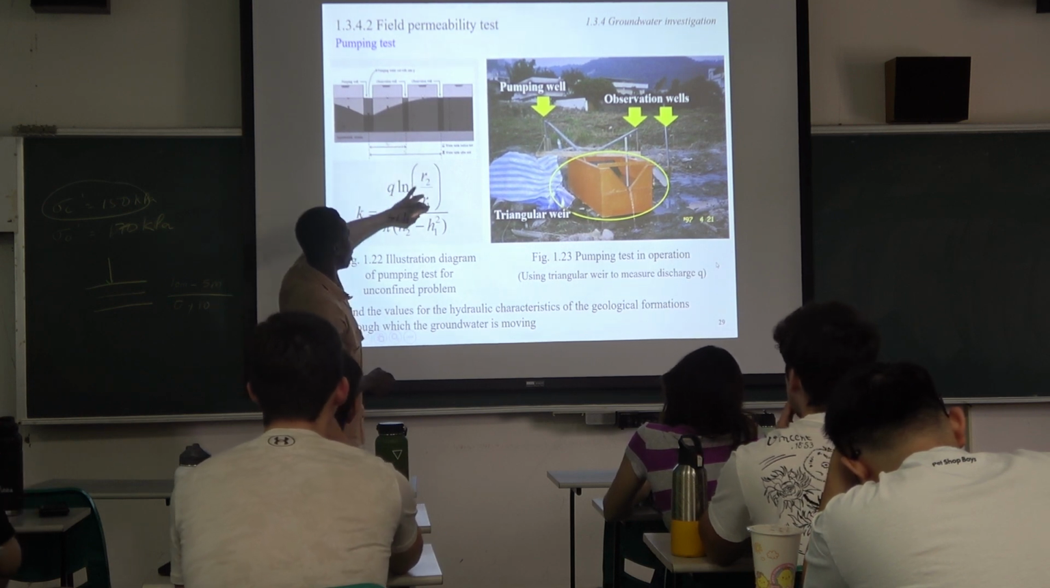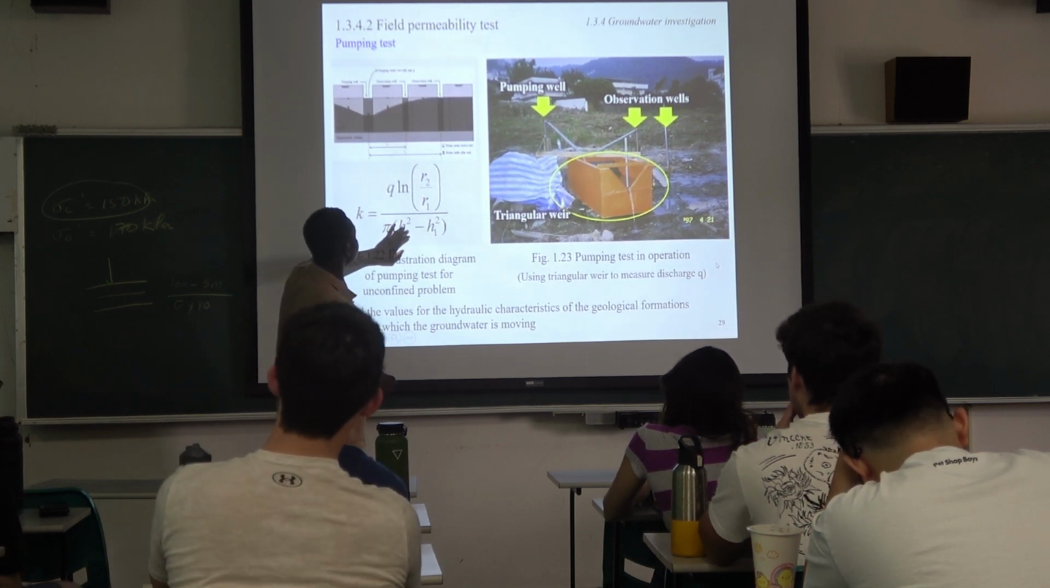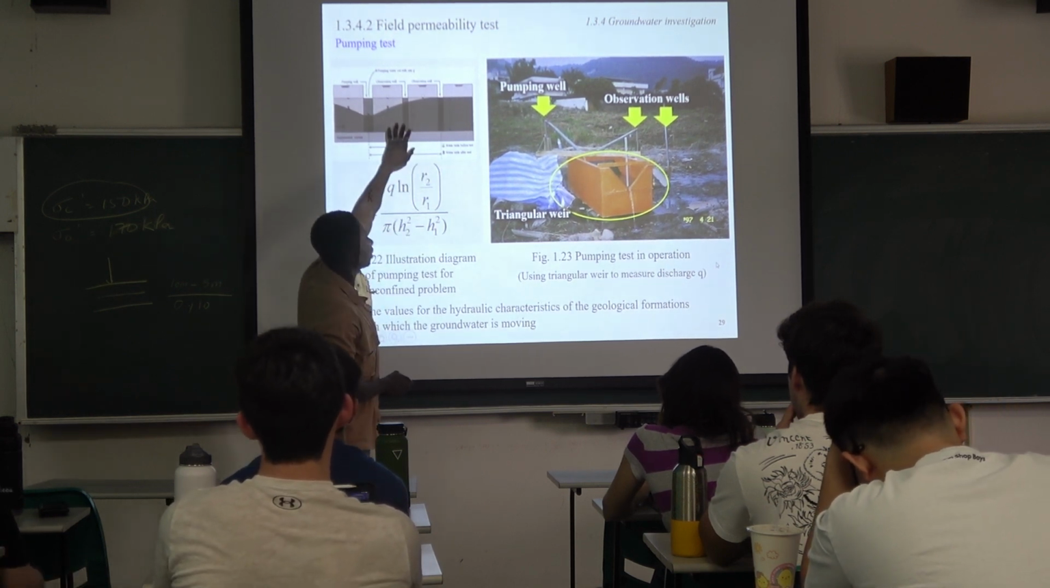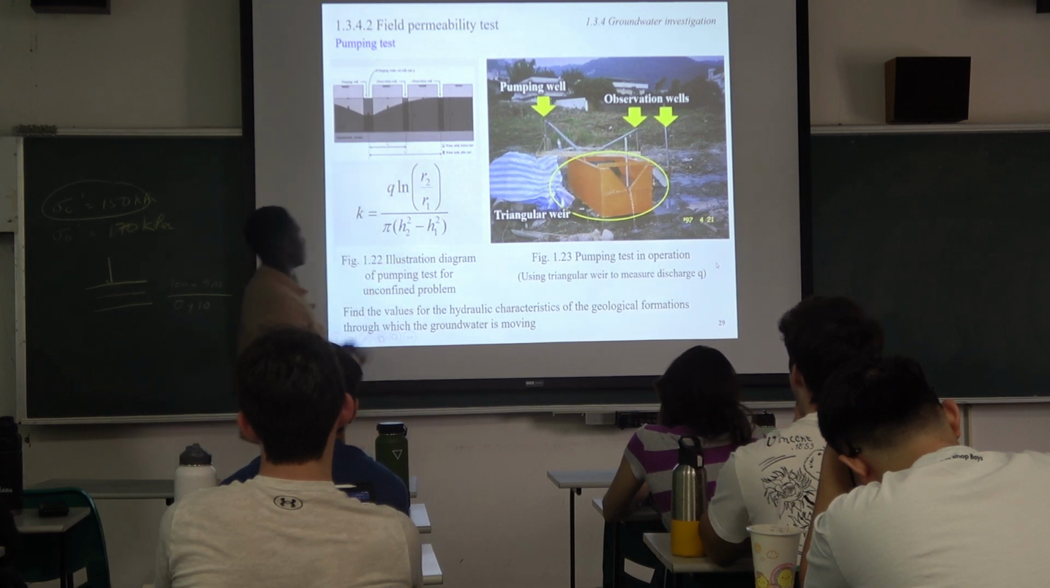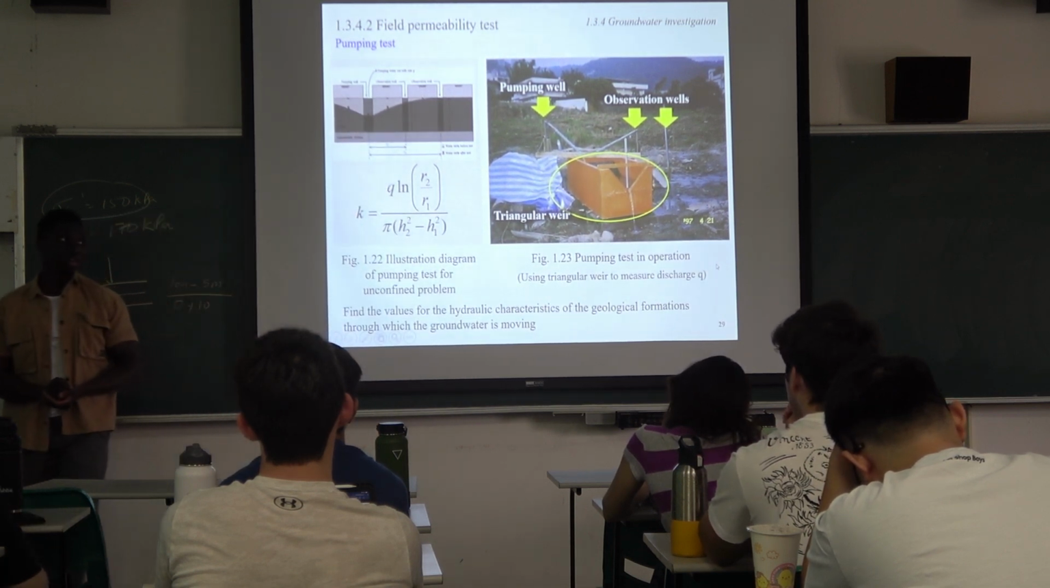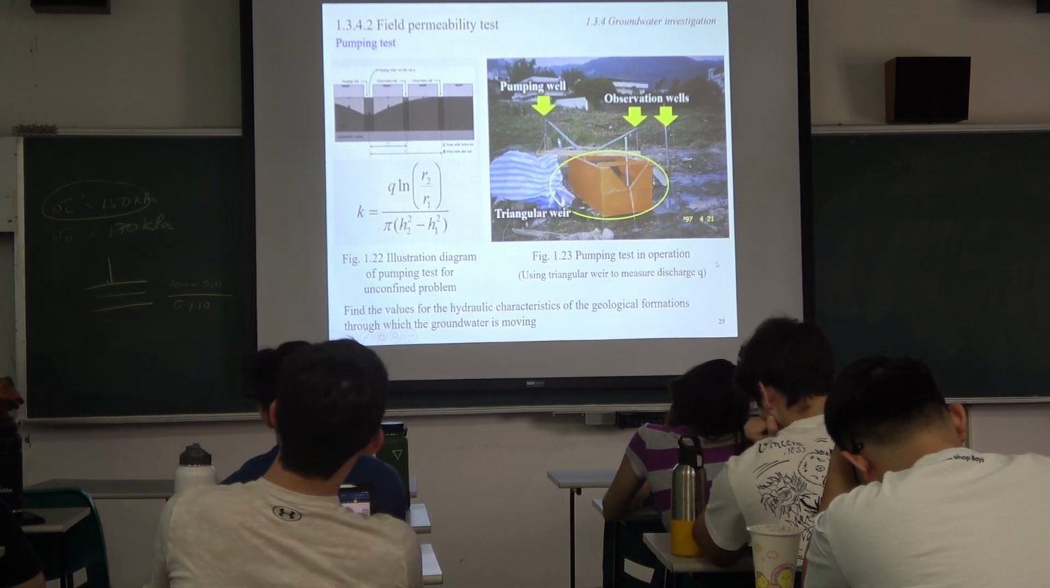So by using this equation, let's say the distance from here to here is R2, and the distance from this well to the other well is R1, pi over h squared. So H2 is this head, and H1 is this head. The change is more like a gradient problem. And then you can get the K, which is the permeability of the soil layer in that zone.